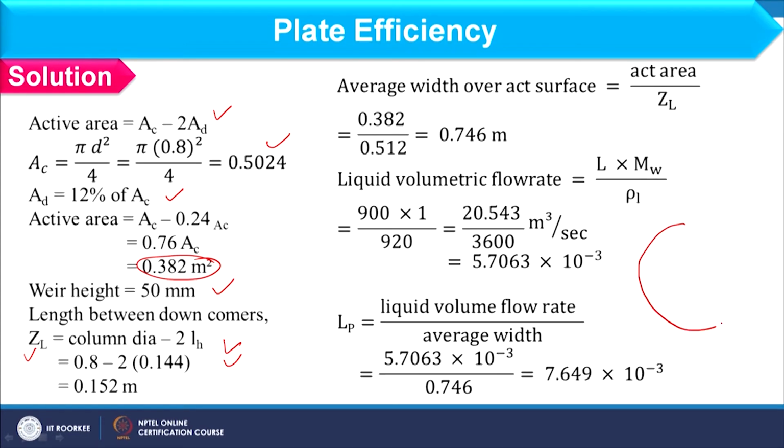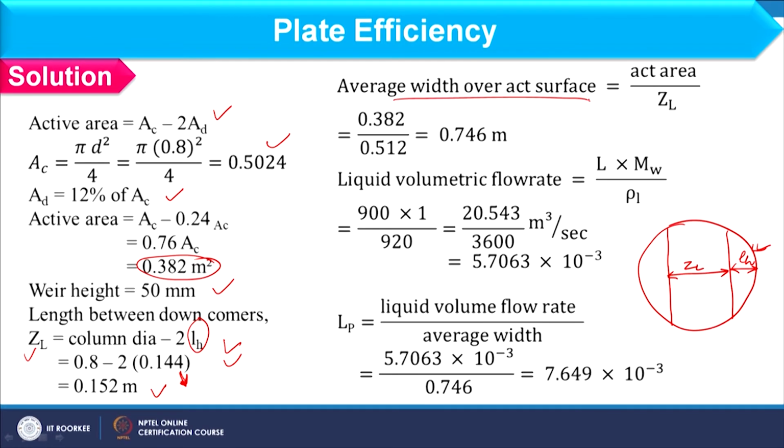So, how can this ZL be counted? If I consider the cross sectional area of the column, ZL is basically this distance, right. So, if I know this distance, that I can represent as L small h, I can simply deduct twice of this from the diameter to find out the ZL value. Okay. So, at present I am having the LH value which is given as 0.144. In the next example I will speak about how this LH can be obtained. So, once you have this LH value, you can find out ZL, that is 0.152. So, this is the simple calculation.